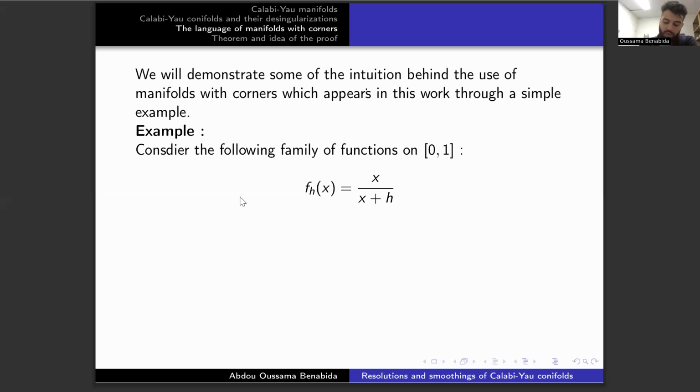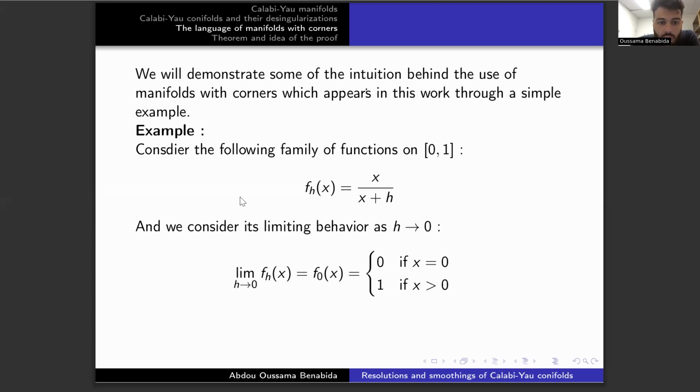Suppose we consider a family of functions on [0, 1] defined by f_h of x is equal to x over x plus h. And we want to consider the limiting function when h goes to 0. So when h goes to 0, this gives the function f_0 of x, which is 0 at x is equal to 0, and it's 1 everywhere else.